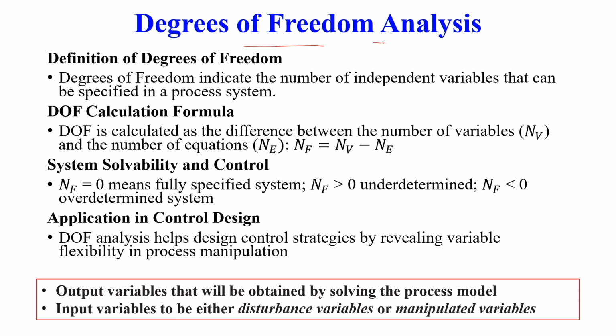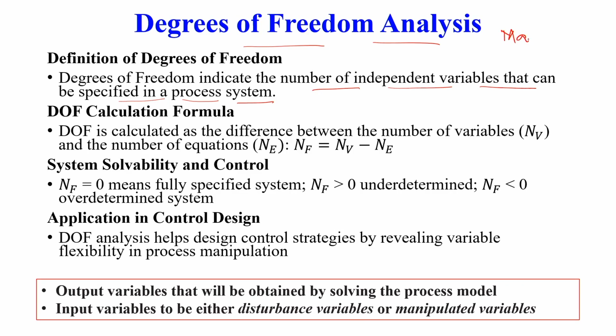Now, if you want to have a solution, we need to understand what degrees of freedom is. Degree of freedom indicates the number of independent variables that can be specified in a process system. So it means the maximum number of variables that can be fixed. First, it says the maximum number of variables that one can fix. Or it says the minimum number of variables which is required to define a system.